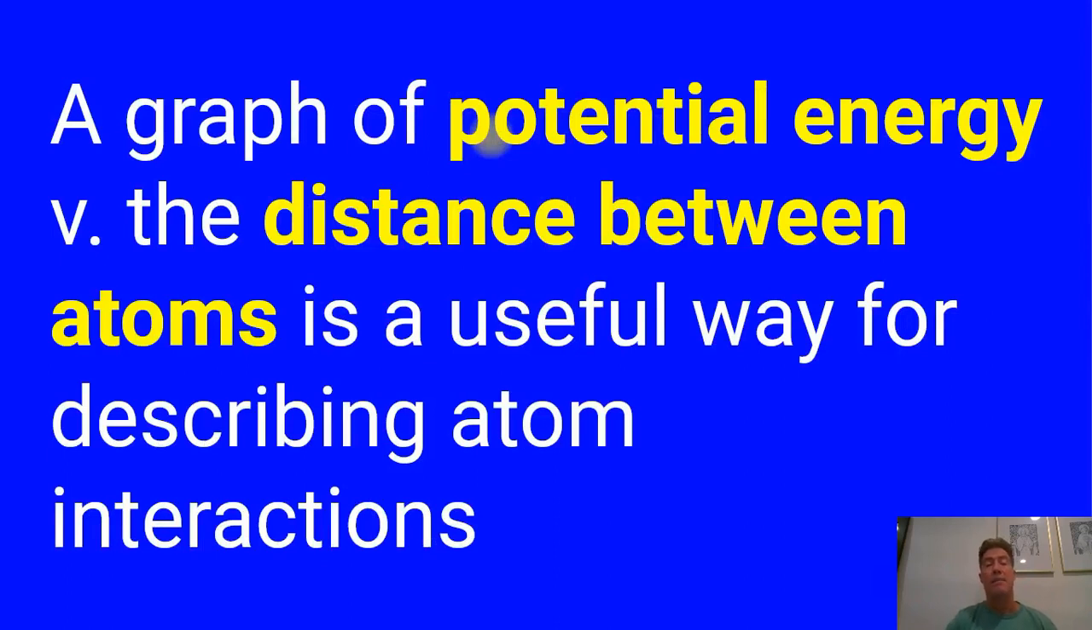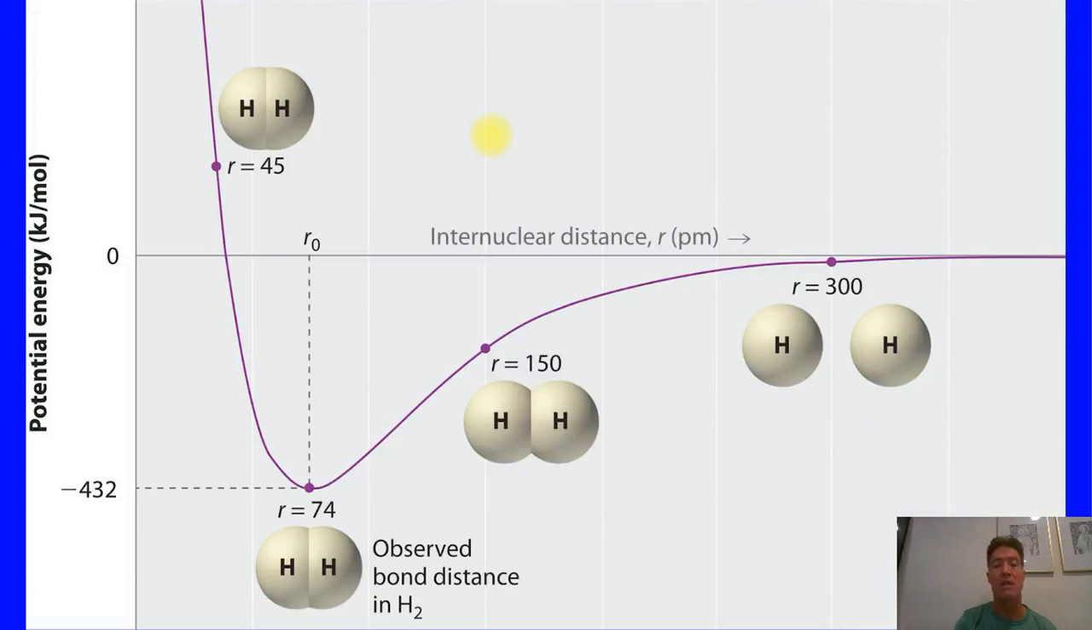Now, if we look at a graph of the potential energy versus the distance between atoms, it's a useful way of describing atom interaction. We've seen this before in the previous unit, where the potential energy is dependent on how close these two atoms are to each other. So imagine this is like an energy hill, right? It's going to go from no energy, and it's going to release energy as it rolls downhill. And so this is the releasing of the potential energy as these molecules get closer together.